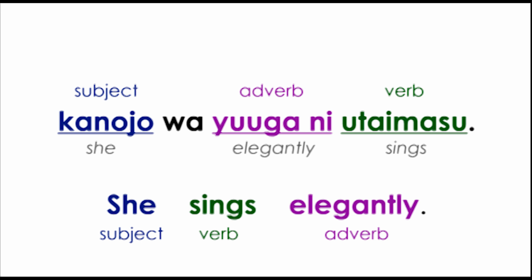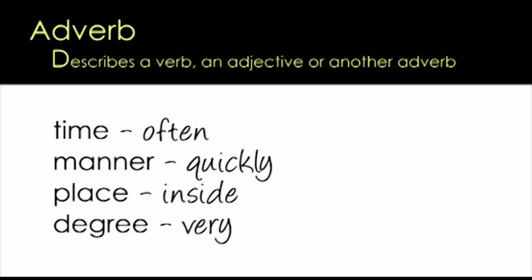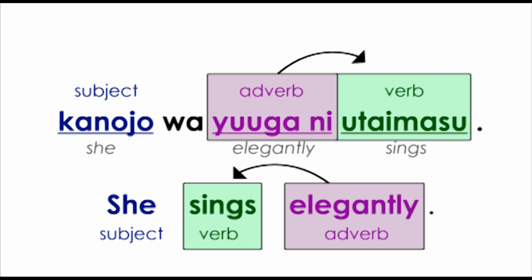Now, what is an adverb? An adverb is a word that describes a verb, an adjective, or another adverb, and is often used to show time, manner, place, or degree. In this example, the adverb 優雅に is modifying the verb 歌います by coming before it. In the Japanese language, the adverb will almost always come before the thing that it is modifying, whereas in English, the order is reversed.